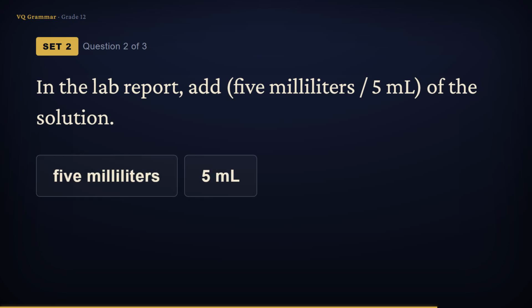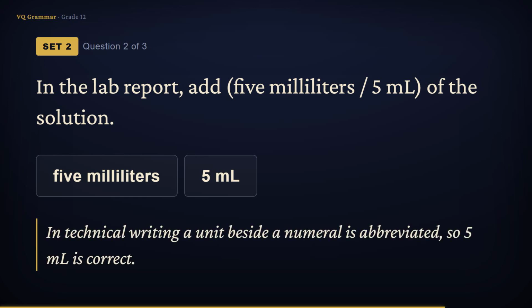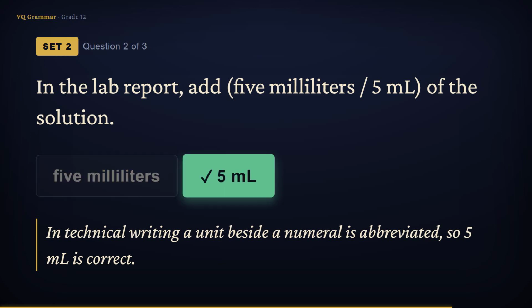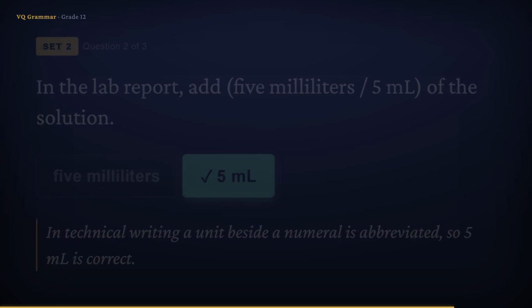In the lab report, add blank of the solution. 5 milliliters spelled out or 5 mL abbreviated? This is technical writing, and the unit sits right beside a number. That's exactly the moment we abbreviate. Add 5 mL of the solution.